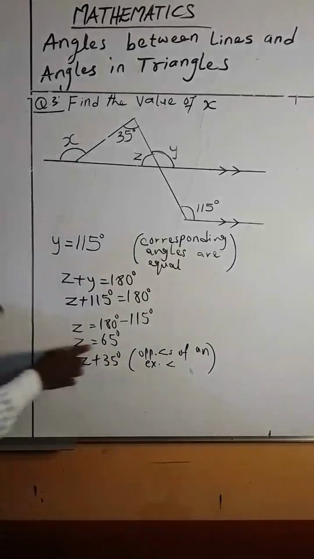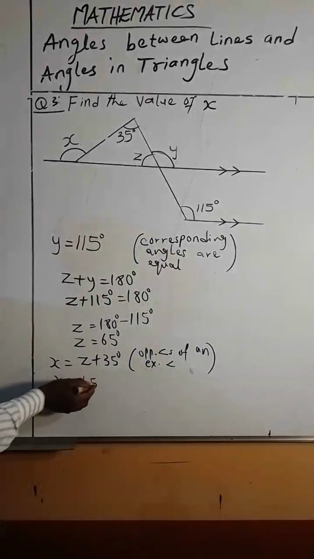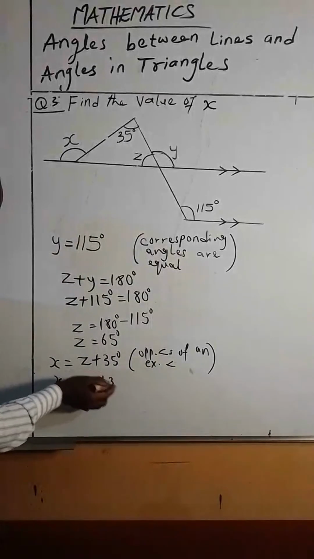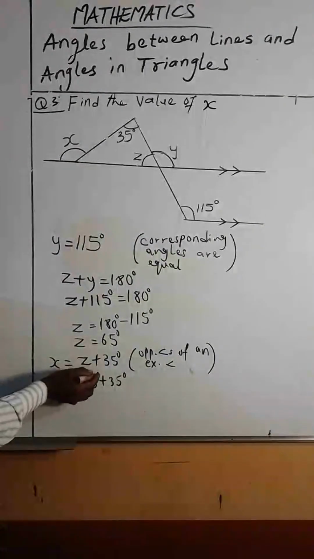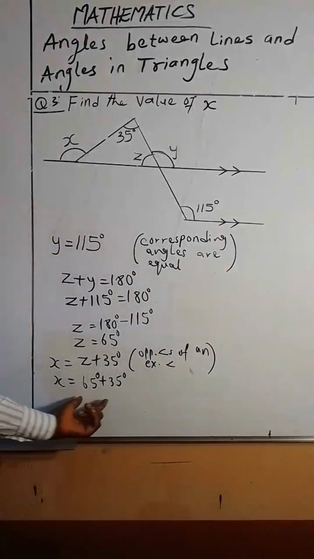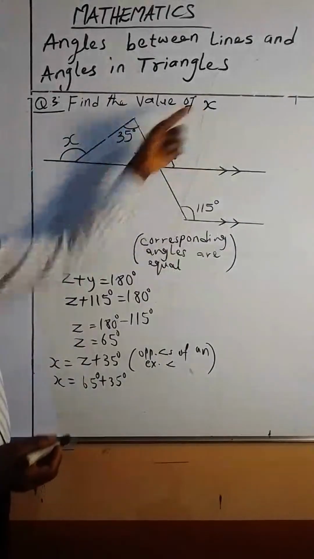We are already aware that z is 65. So we are going to substitute for z, which is 65 degrees, plus 35 degrees. So this is the substitution. Then when we add up, we'll get the value of x. Remember, we have to find x.